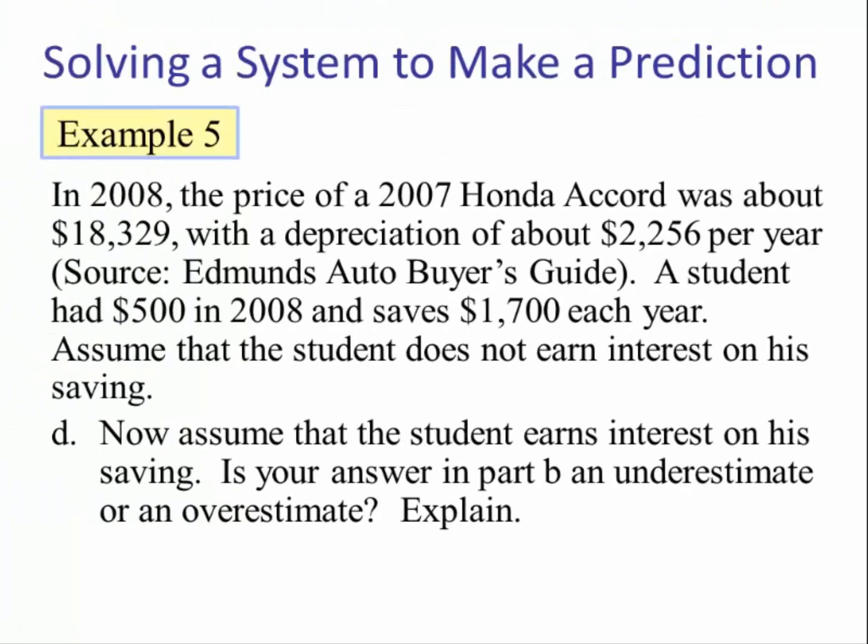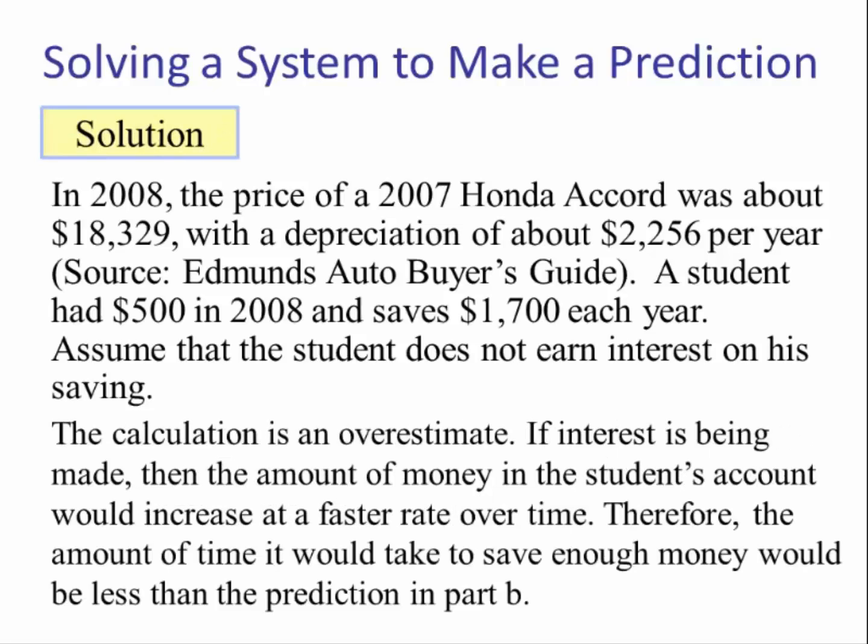D. Now assume that the student earns interest on his savings. Is the answer in part B an underestimate or an overestimate? Explain. Well, if the student's getting interest, that means the student is making more money in less time. So that means the calculation is an overestimate.